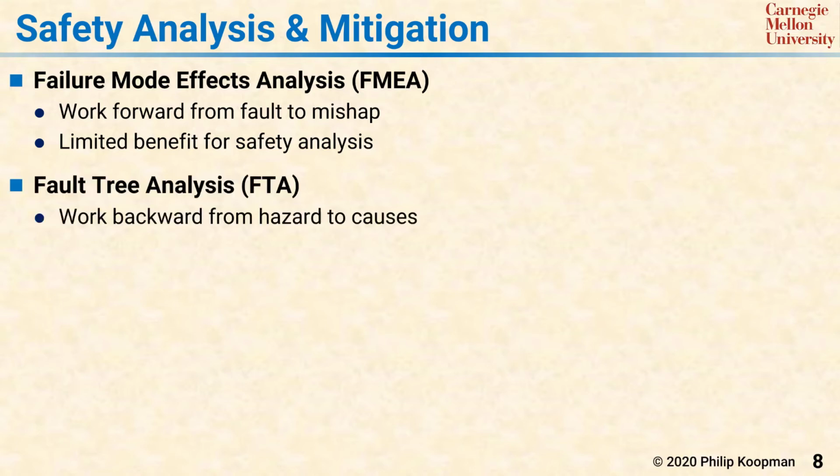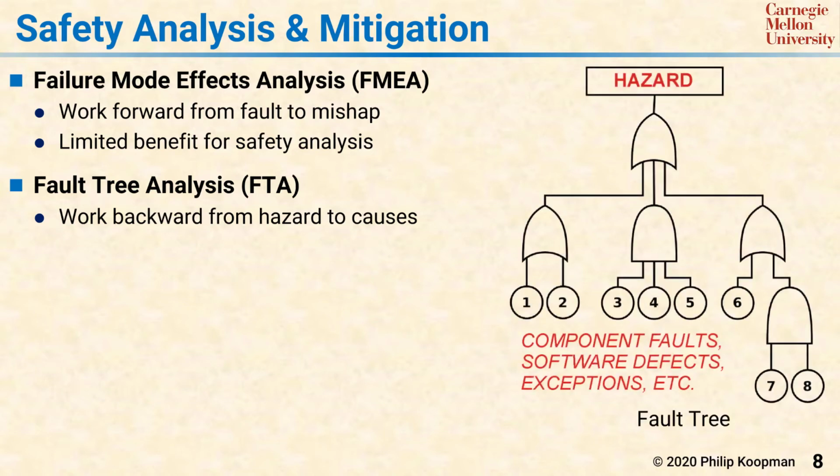For safety, a fault tree analysis, or FTA, is also required. Fault trees work by starting with a mishap or hazard and working backwards towards the possible causes. Here's an example showing that a fault tree is kind of drawn upside down, with the root of the tree at the top and the leaves at the bottom.